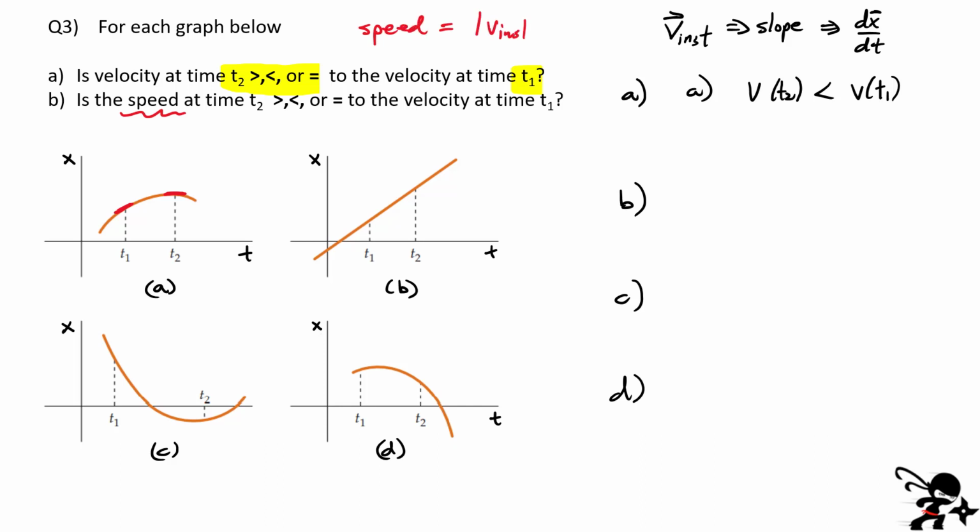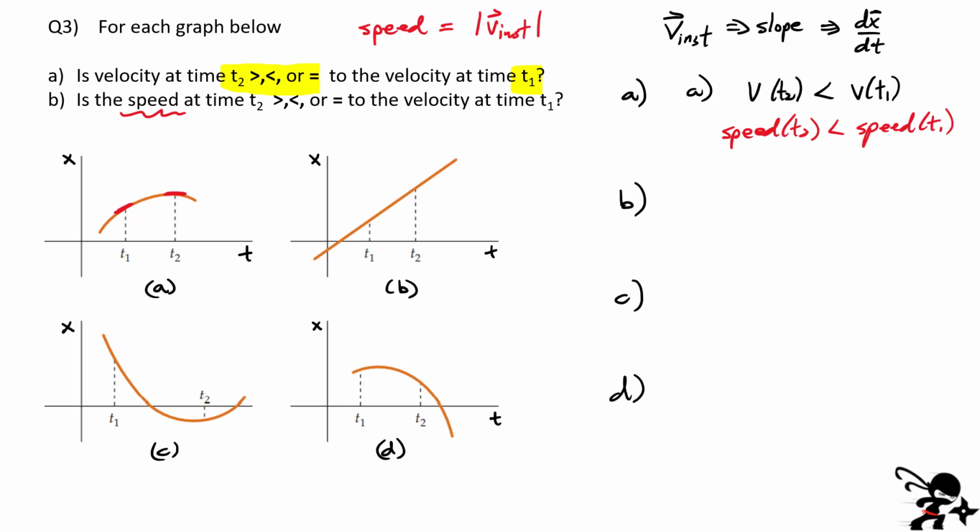Because this instantaneous velocity could be positive or negative, right? But if we're looking for the speed, it is a scalar. We simply want to know the magnitude of that vector. So in this case, I would also say that the speed at t2 is going to be less than the speed at t1.